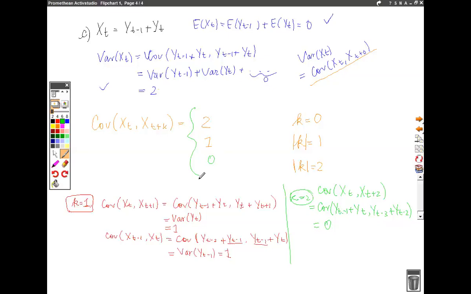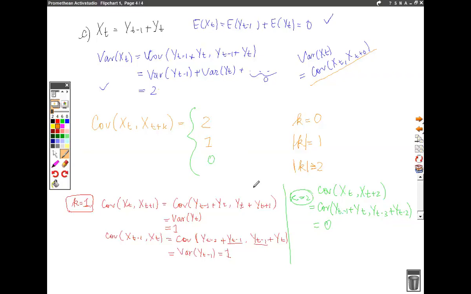Even if you expand this for 3, it's just going to decrease. So what I can instead say is, not only for the absolute value of k being 2 is this 0, but for any value of k greater than or equal to 2, my covariance takes only one value, which is 0, right? So what do you guys think? Is this process weakly stationary or not?